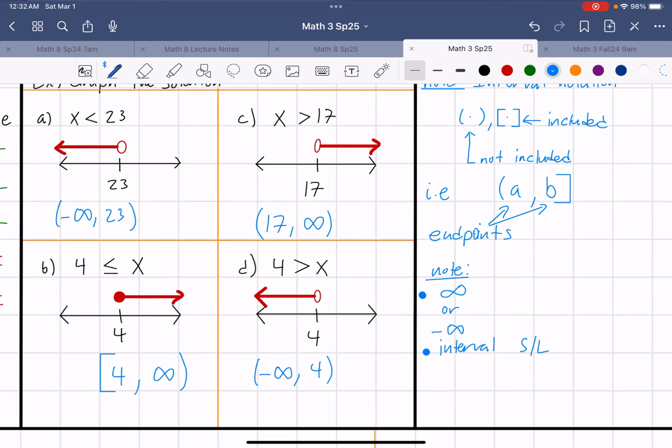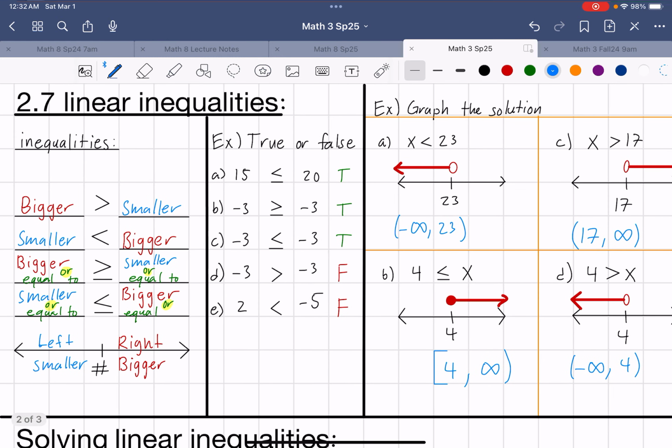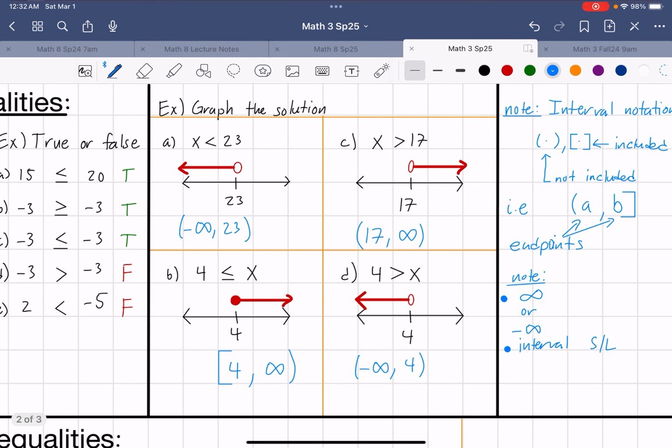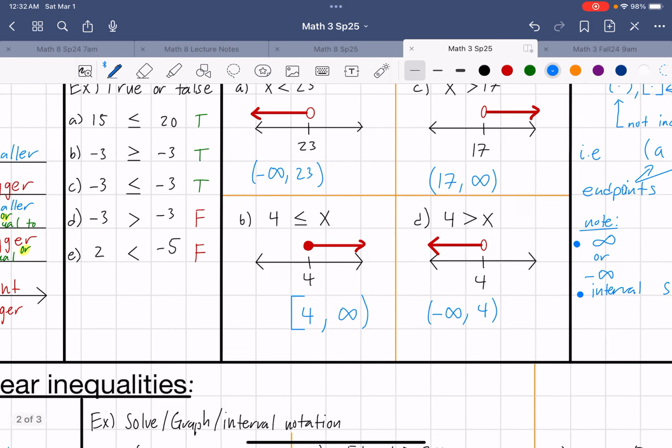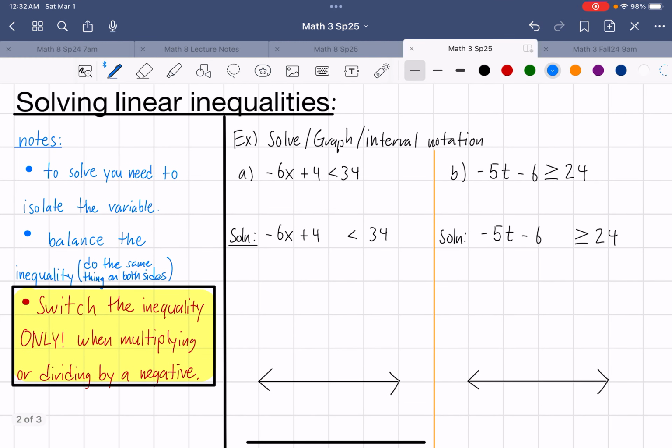Now, if you have any questions, please reach out to me pronto. I can help you there. But this is just to give you an idea of how these inequalities work. But let's jump into the heart of this section, which is solving these linear inequalities.